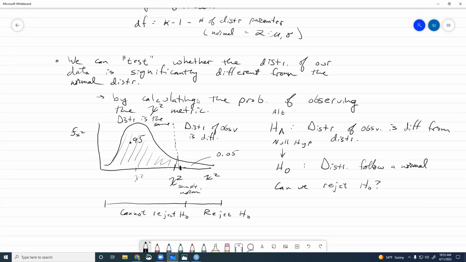And ultimately, we just want to test that. Does it follow a normal distribution or not? Can we reject it? And then if we do reject it, if we do get this extreme chi-squared value over here, then we will simply say, okay, let's try another distribution, see if it fits that.